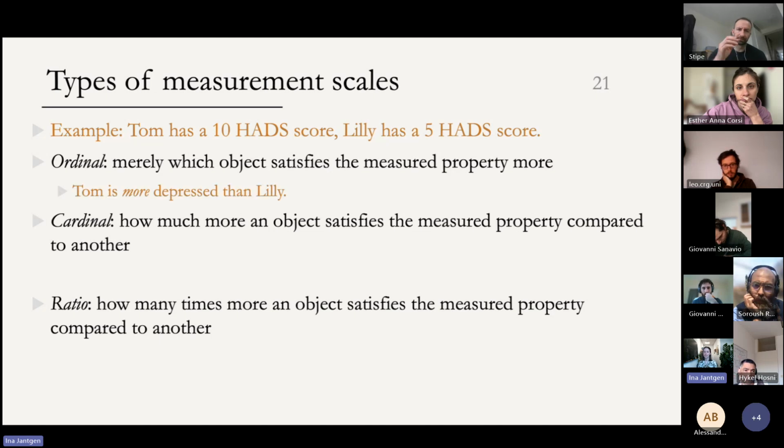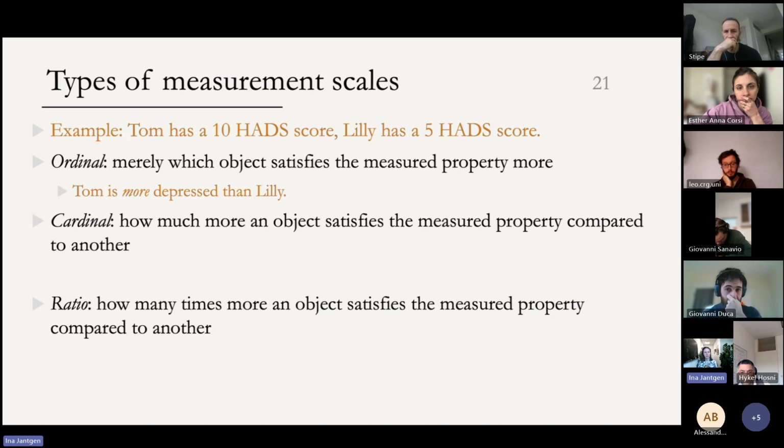So if HADS scores measure depression severity on an ordinal scale, then we could say that Tom is more depressed than Lily, based on Tom having a HADS score of 10 and Lily a HADS score of 5. But we couldn't say more than that. We couldn't say Tom is much more depressed than Lily or twice as depressed as Lily.